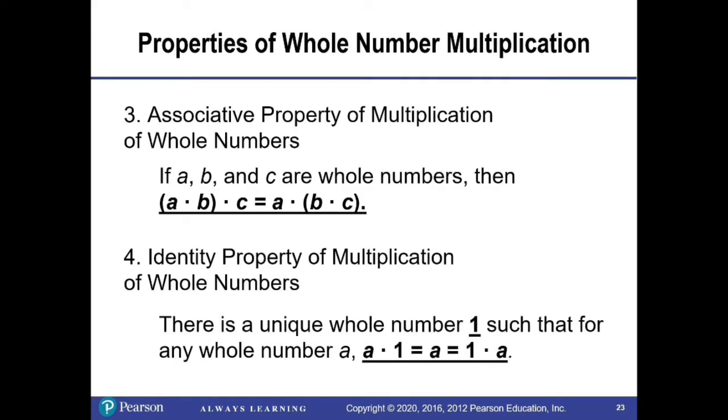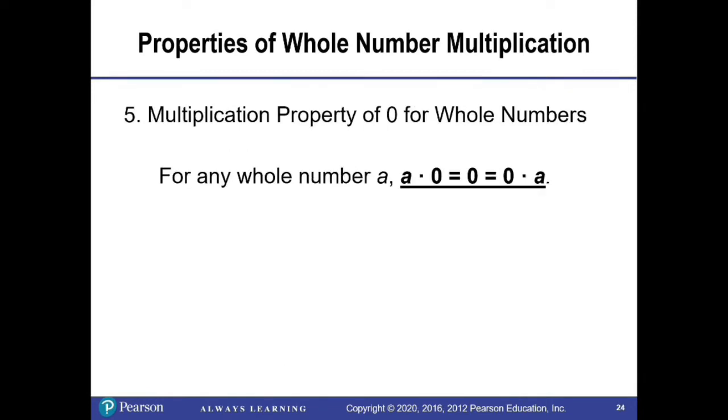We also have an identity with multiplication. For multiplication, our identity is 1 because 1 times any number gives us that number. For instance, 5 times 1 is 5, and 1 times 5 is 5. We do have a couple of new properties with multiplication. We talk about multiplying with 0, and anytime we multiply by 0, we end up with 0.